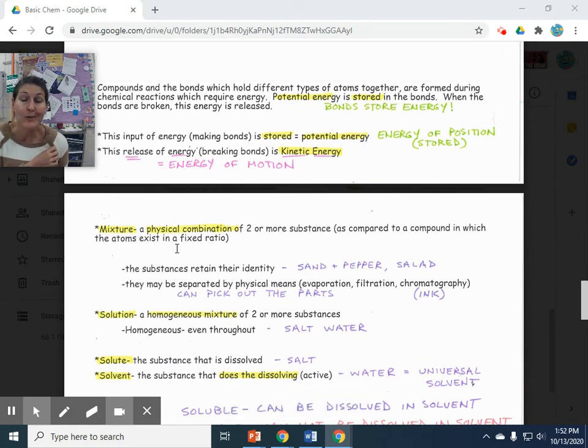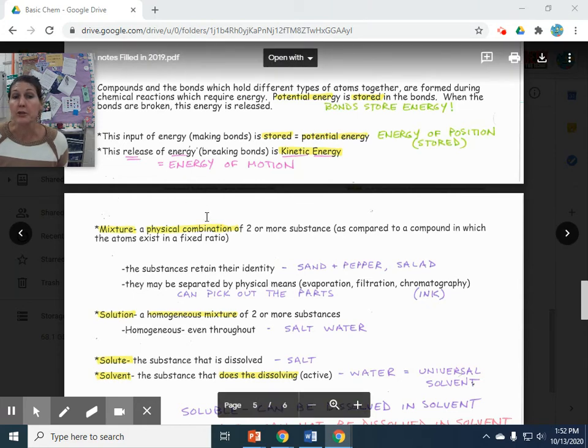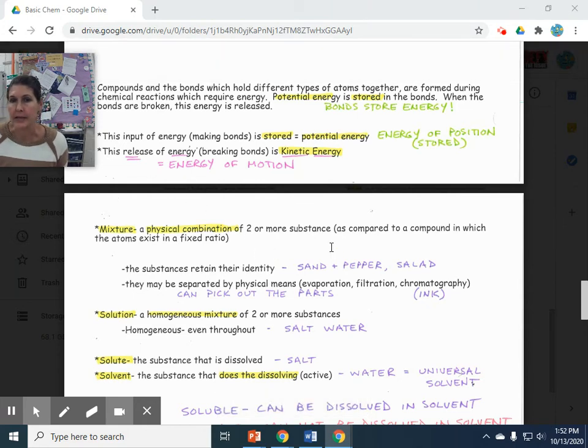A mixture is a physical combination of two or more substances, as compared to a compound in which atoms exist in a fixed ratio. They still maintain or retain their identity. So think about sand, if you mix that, that's a mixture. Salt and pepper, if you put it together, that's a mixture. Salad, you can throw all these pieces together, it's still a mixture. They're not blending together. They can be separated by physical means. So that ink that we had within your chromatography was actually a mixture. We were able to separate it out and pick out those particular parts.